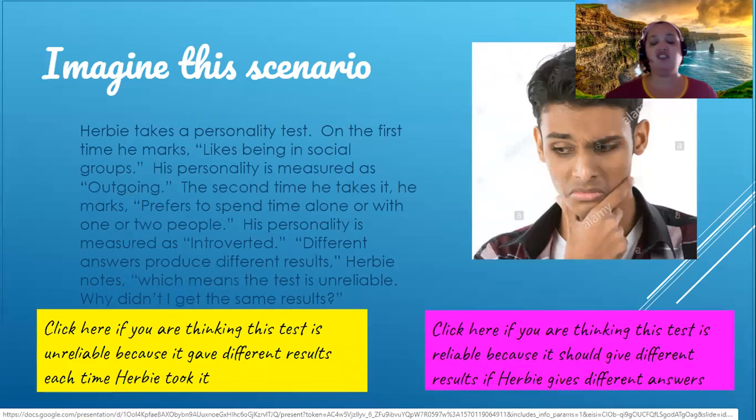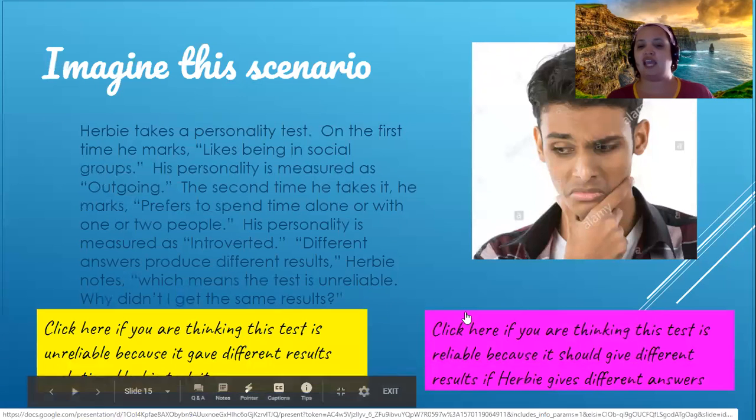So Herbie's kind of confused. He's like, well, I gave different answers and I got different results. So that makes the test unreliable, right? I changed my answers, I got different results, so that makes it unreliable. So we want to click in the yellow if we think this test is unreliable because it gave different results each time Herbie took it. Click the pink if we think the test is reliable because it should give different results if Herbie changes his answers.